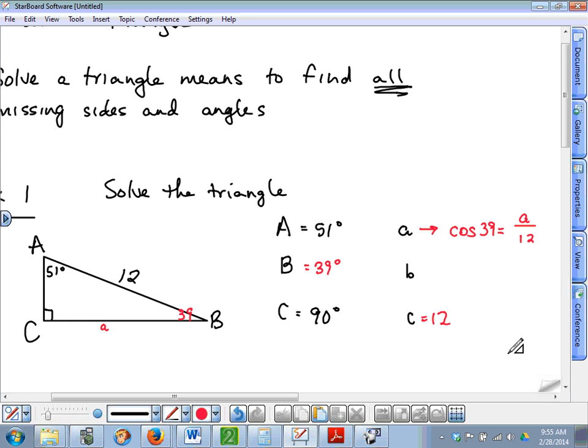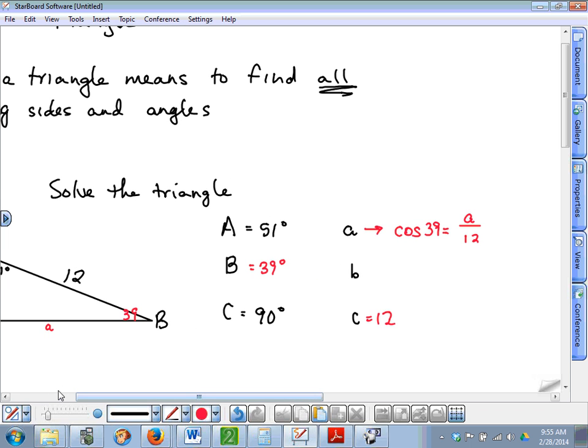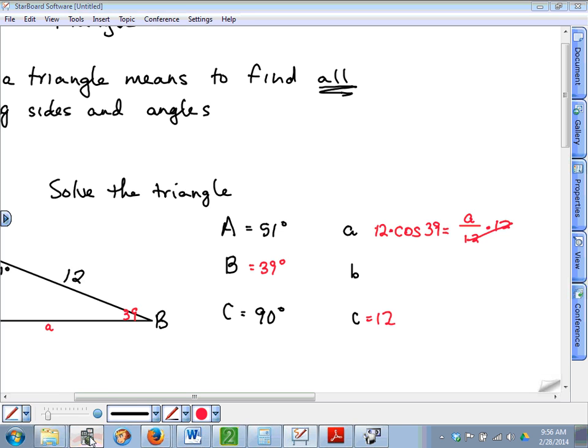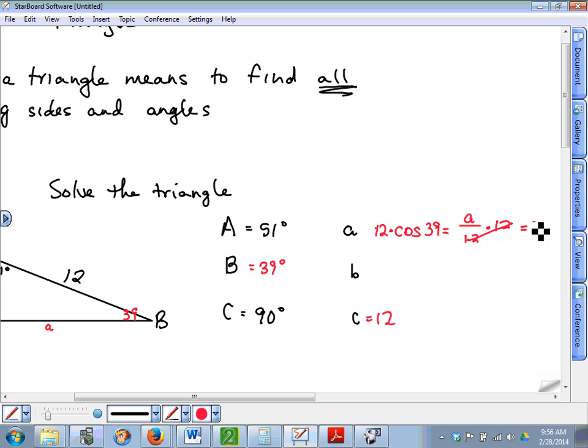And now we just have a problem that we solved on the quiz. How do we solve for A? Multiply 12 on both sides. Exactly. 12 times cosine of 39 is what A equals. 12 times cosine of 39 is 9.3. So A equals 9.3.